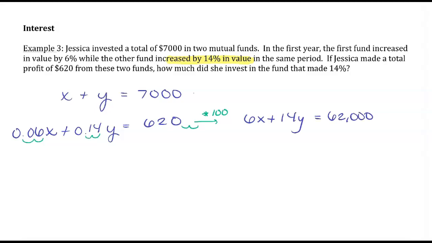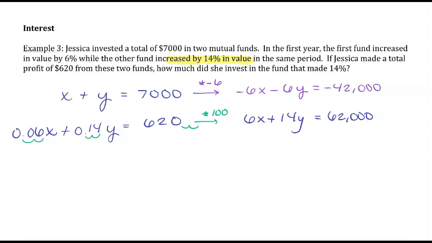Let's think about what we might want to do to our first equation so that we can easily use the addition method. We want to be able to add the two equations together and eliminate one of the variables. Let's multiply everything by -6 so that we have a -6X and a positive 6X. Multiplying this first equation by -6, we get -6X minus 6Y equals -42,000.